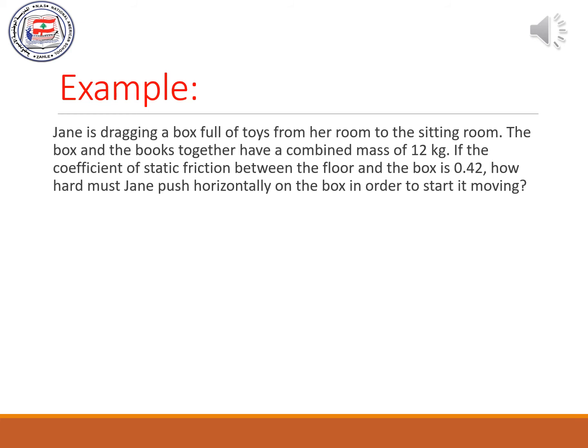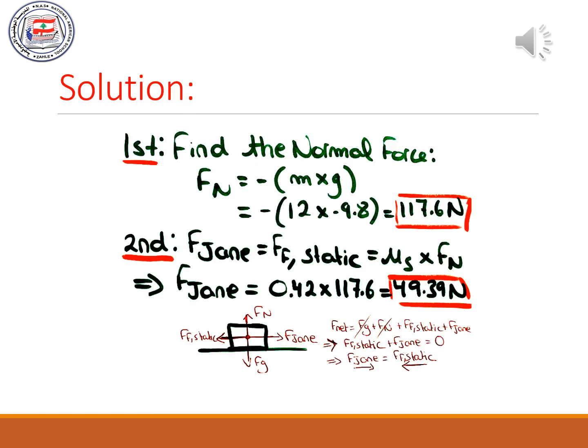Example: Jane is dragging a box full of toys from her room to the sitting room. The box and the toys together have a combined mass of 12 kilograms. If the coefficient of static friction between the floor and the box is 0.42, how hard must Jane push horizontally on the box in order to start it moving? The solution is that first you find the normal force. Normal force is equal to negative m times g. So negative 12 times negative 9.8, and the answer is positive because the normal force acts upward, 117.6 newtons.